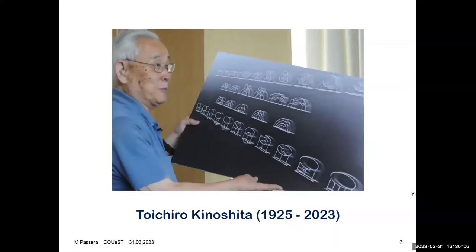I would like to dedicate this talk to Professor Kinoshita. He just passed away last week, and Professor Kinoshita was a hero of our field. This is a picture of him computing the 5-loop contributions to the electron g-2. And you will see in the next few slides how much work he did over the years. He has been really, as I said, a hero of our field.